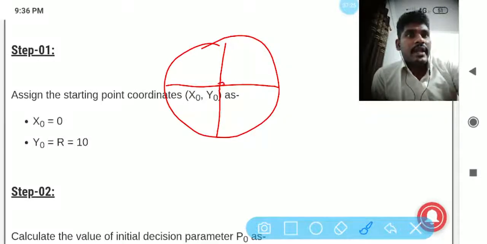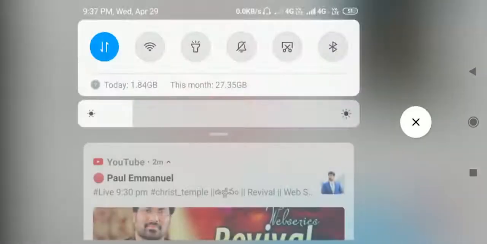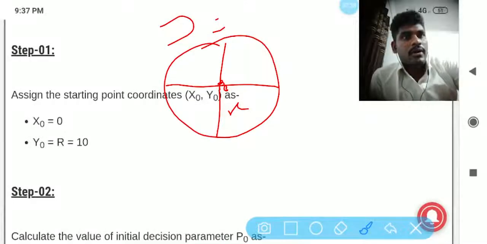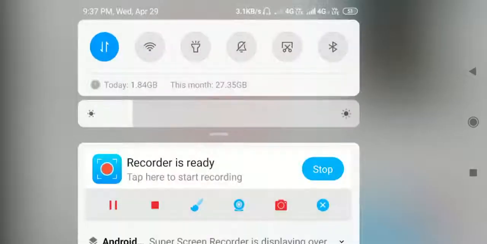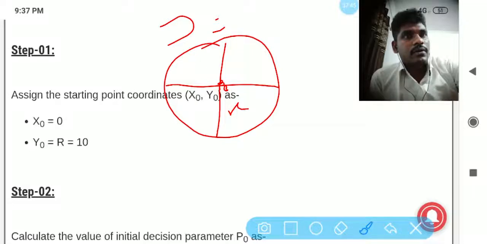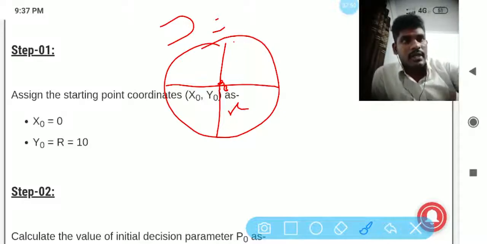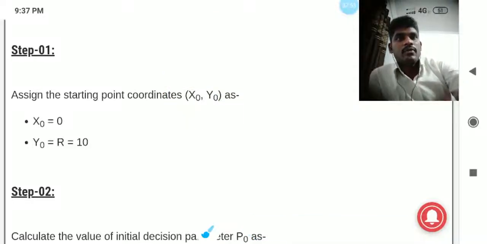Here the middle x point is there. This is the x value, and this is the y value. Now when x equals 0, then y equals r. When x equals 0, y equals r, that is what this is telling. So x equals 0, y equals r. We are substituting into our formula.